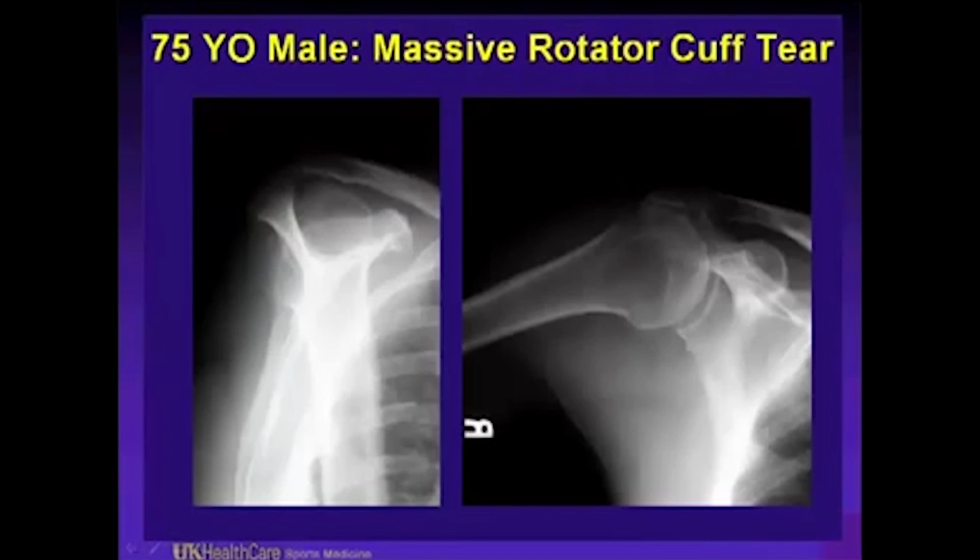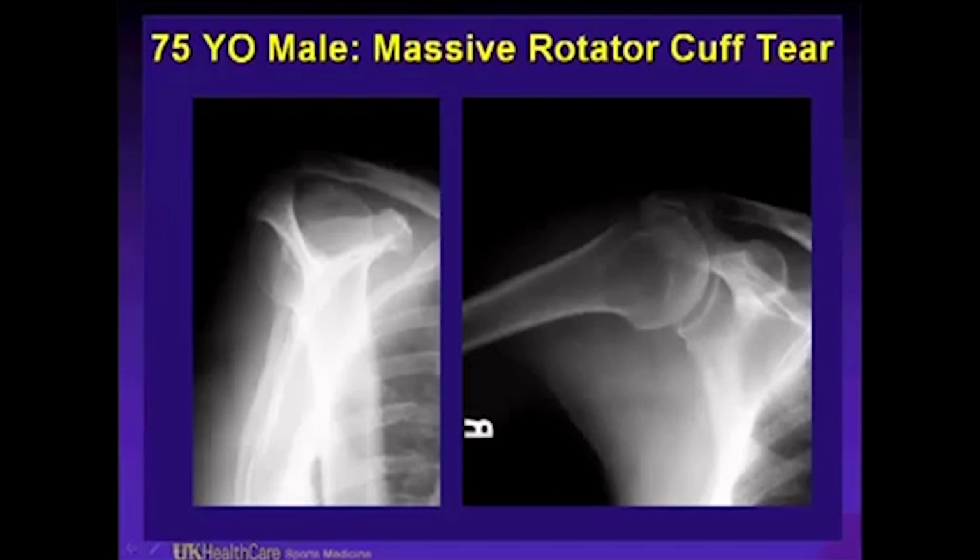This is a 75-year-old with a massive rotator cuff tear. You can see on these plain x-rays, the outlet view on the left and his abducted attempted Grashey view, that the proximal humerus is really articulating with the acromion. It is high riding because of the unopposed deltoid causing the humeral head to go proximal.